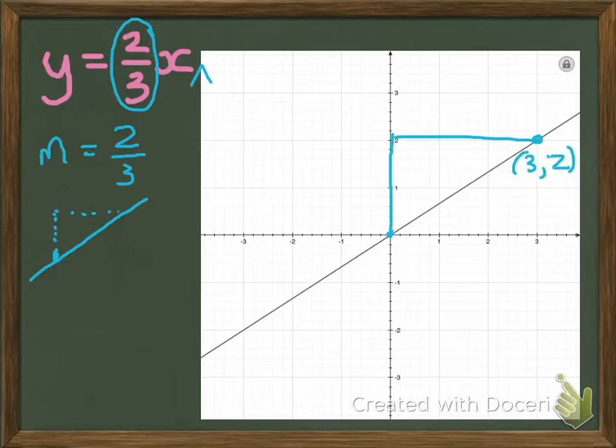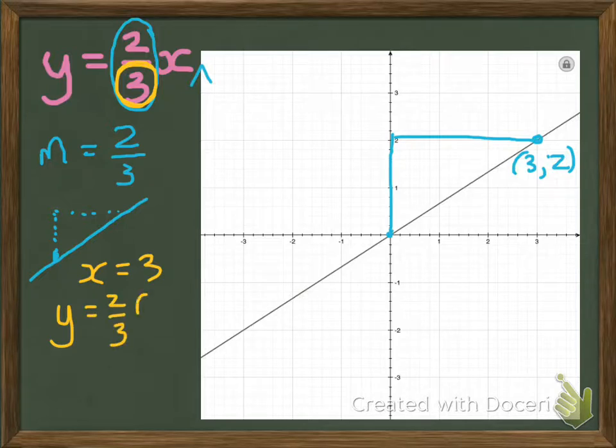If you don't want to use that gradient method, then you can say, pick an x value. Now, a little hint over here. It's always a good idea to use an x value that will cancel with your denominator if you've got a fraction. So, for example, if we decided to pick x equals 3, then to work out the corresponding y value, you're going to substitute. Remember, it's 2/3 x, so 2/3 times 3, and that will give me 2. So in other words, when x is 3, y is 2, has to be a point on the graph.